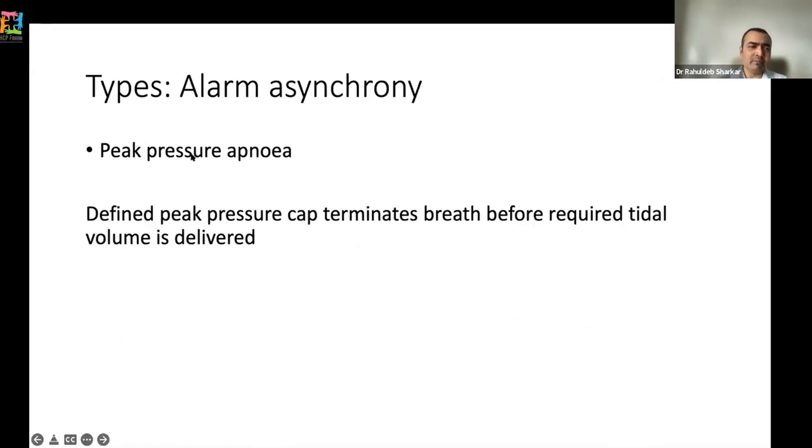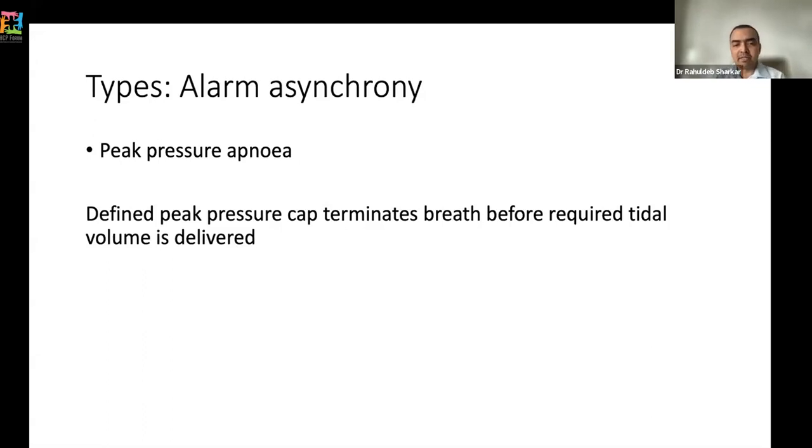And then there is a thing called peak pressure apnea, which is more about the alarm. We can set an alarm so that we will not allow the peak pressure to go beyond a certain level. So we might have set a tidal volume of 500 mLs, but the maximum peak pressure has been set at 35 centimeters of water. And at that point, the patient might have got only 300 ml tidal volume.